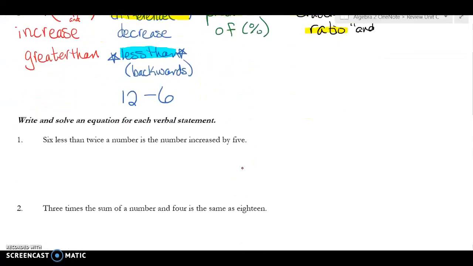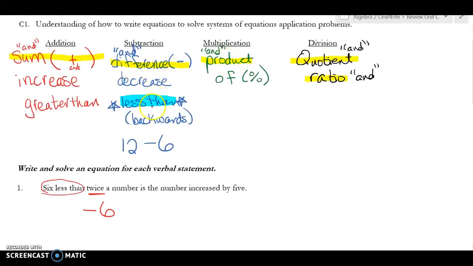Let's start down here. For number 1, it says 6 less than twice a number. Whenever I see less than, I write minus 6 at the end. Twice, we didn't talk about that, but let's add that up here. Twice is 2 times. It's very specific. So 6 less than twice a number. A number is n or x. When you see the word is, I didn't write that either. Is is an equal.